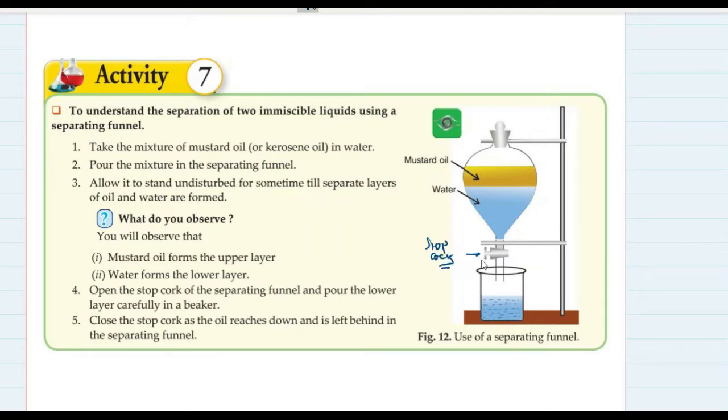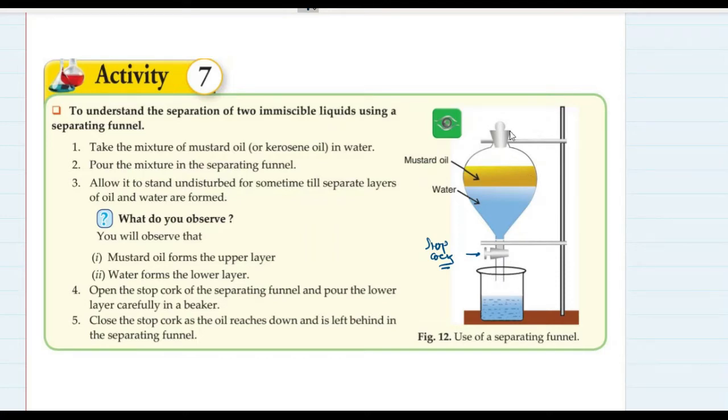Stopcock. This stopcock has a spring inside it. Once you pull this lever which is outside, this knob, the stopcock opens. And once you release it, the stopcock closes itself with the spring action. So it must have the stopcock at the bottom end, the narrow end.